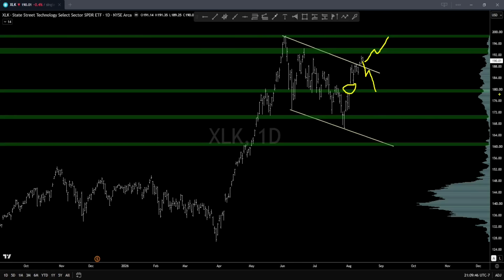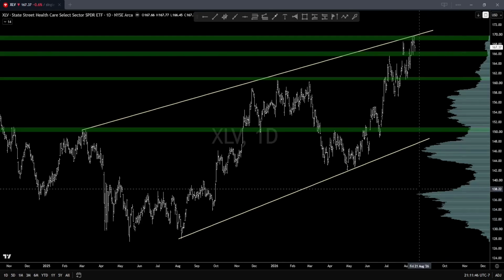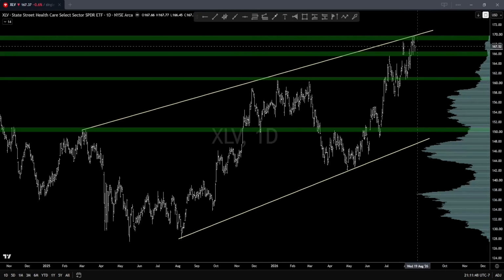And for the XLV, the health sector, we see that it also came up to this trend line here, and it hit a potential resistance up here, in confluence with this zone. It's basically a high here. Right now it's pulling back into this low volume zone, and we're looking for potential support here and possibly a bounce back up into another high.